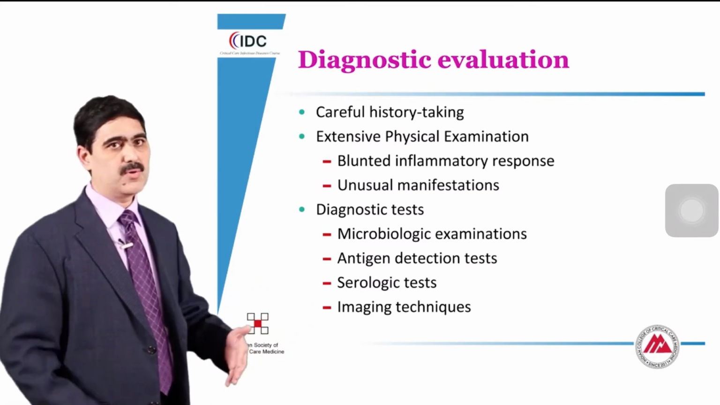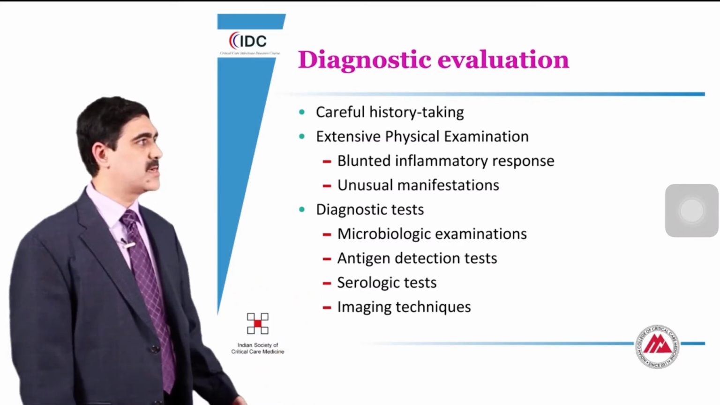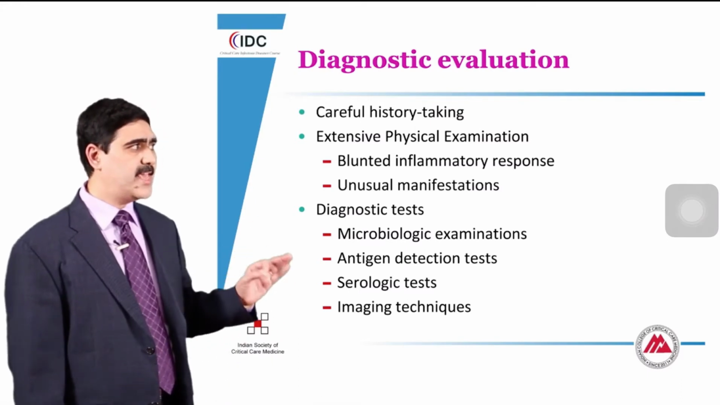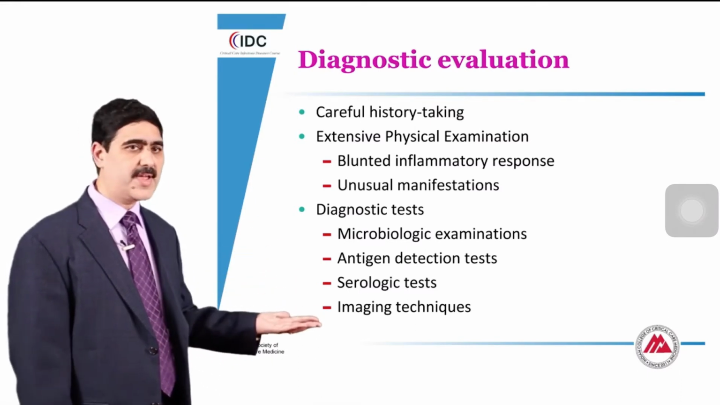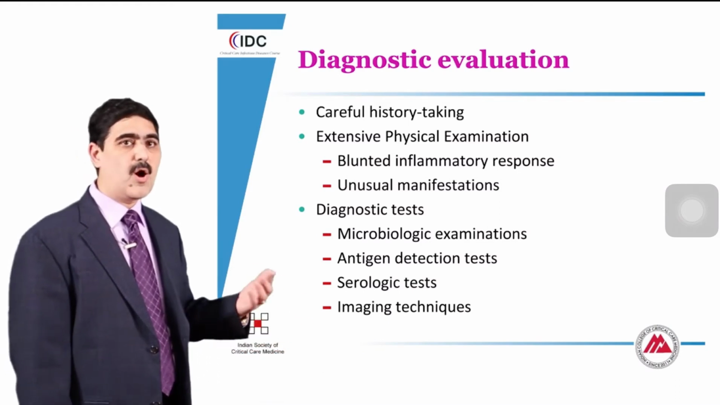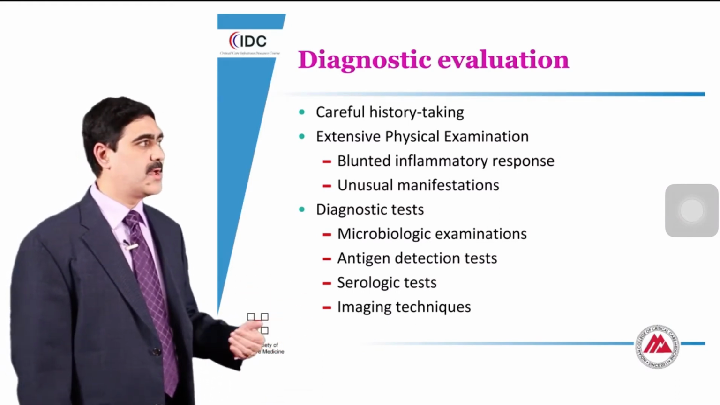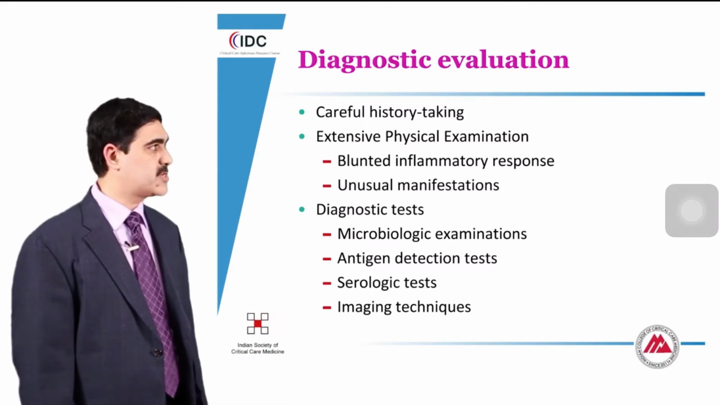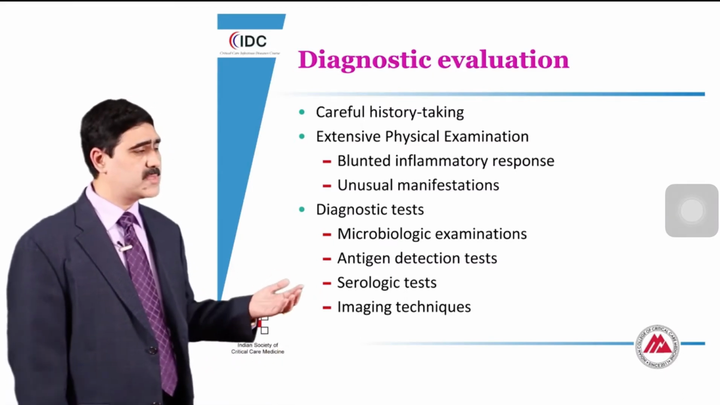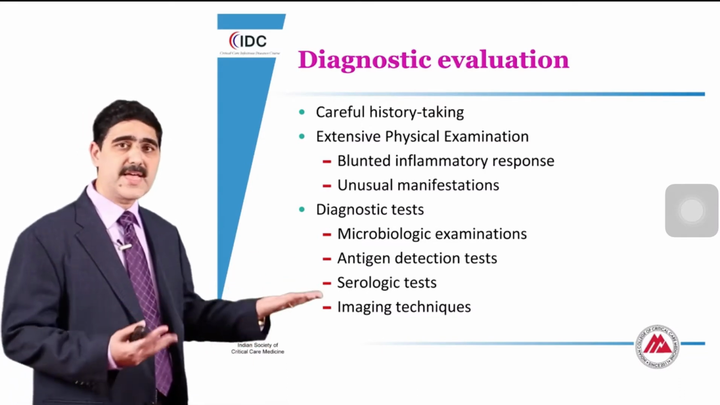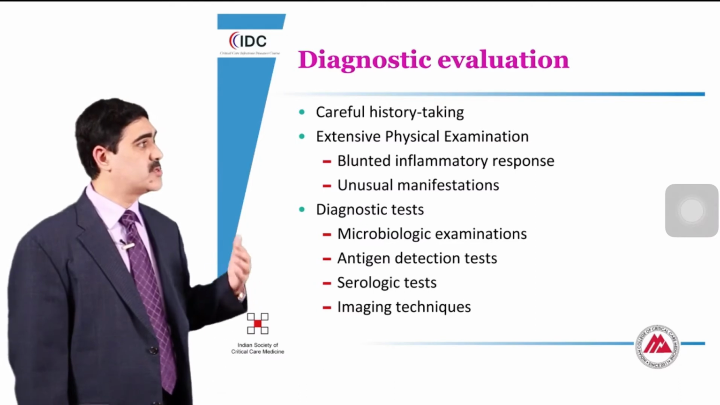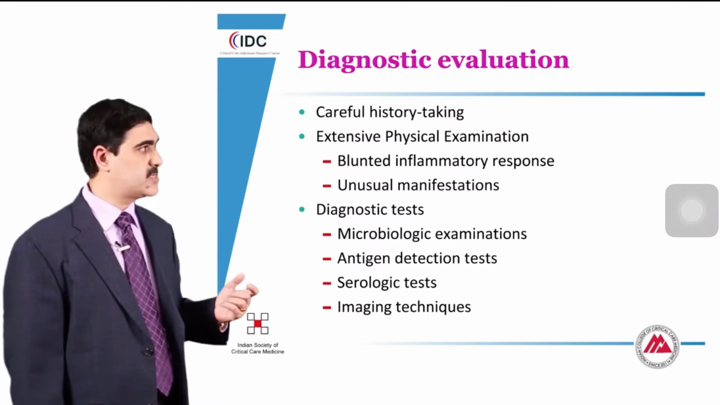They may not mount fever, they may not mount the SIRS response, they may not have a skin rash that we often look for. So, you need to keep all those in mind and do a significant physical examination to find out if there is any obvious source or reason why they have developed the infection. You also need to look for some unusual manifestations. Sometimes these immunosuppressed patients may have a secondary malignancy that could also be related to an infection. So, you need to keep those unusual manifestations in mind.